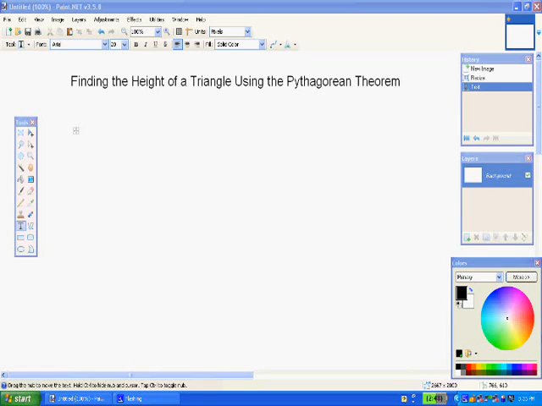You've just learned how to use the Pythagorean theorem, and now we're going to apply the Pythagorean theorem to help us find the height of a triangle if word problems don't give it to us. So go ahead and title your notes Finding the Height of a Triangle Using the Pythagorean Theorem.